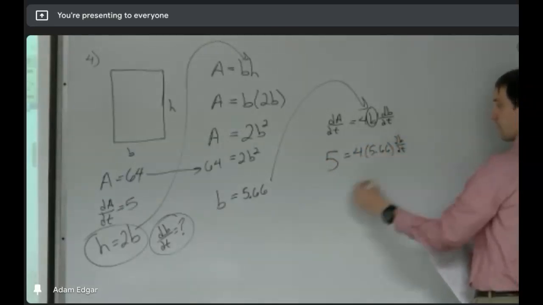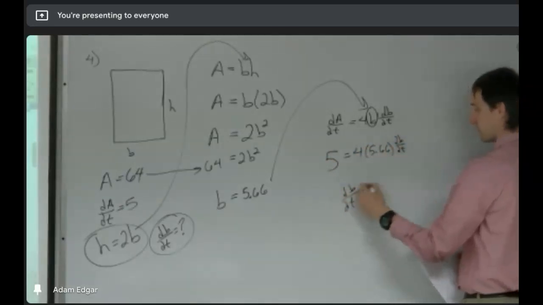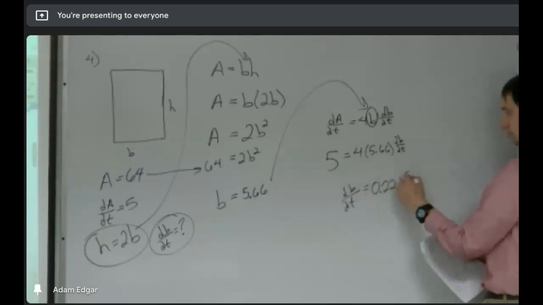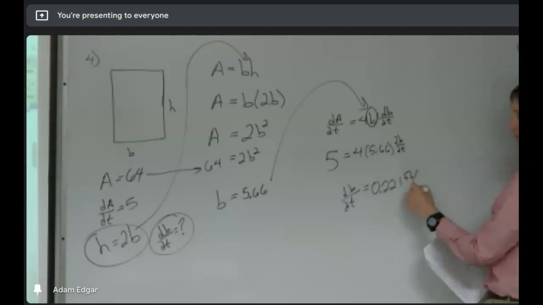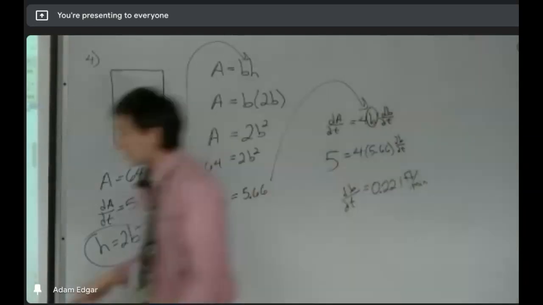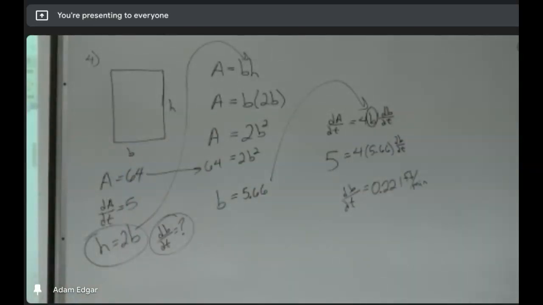And what do you guys get for dB dt? It's 0.22. That's what, feet per minute? All right, yeah, I have feet per second because I couldn't read, so, oops. Any questions with 4? All right, number 6, I believe, is similar, but before we get to that, I want to give you guys time to do an angle problem.